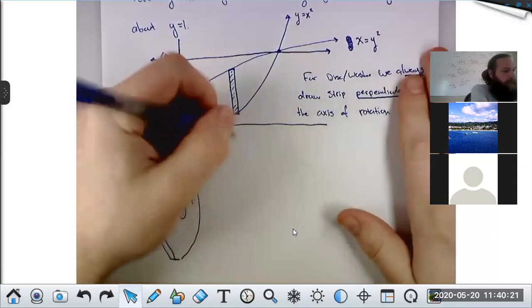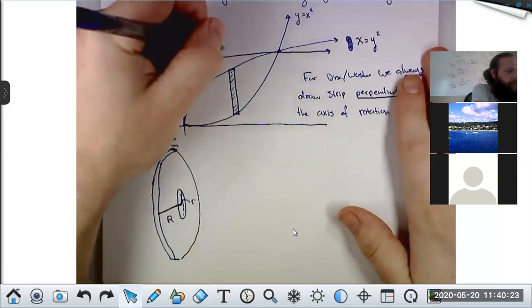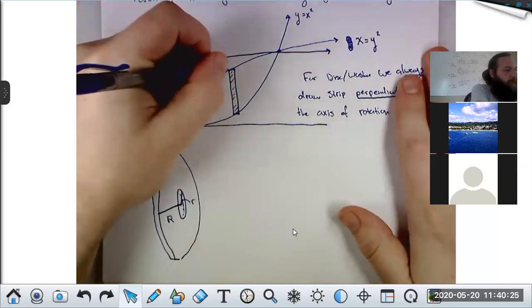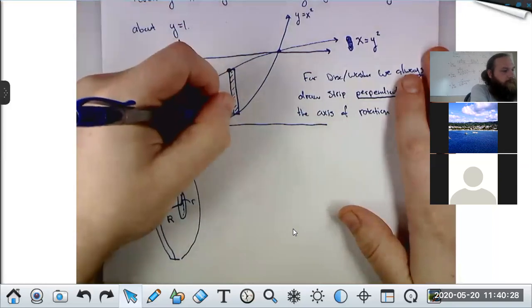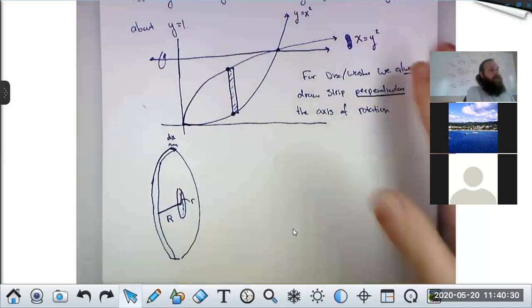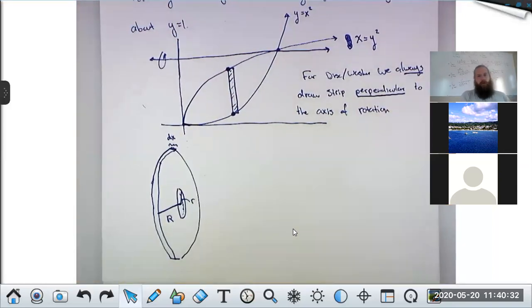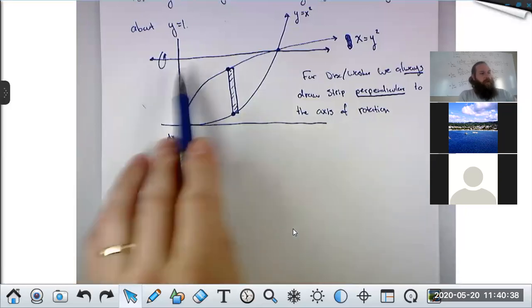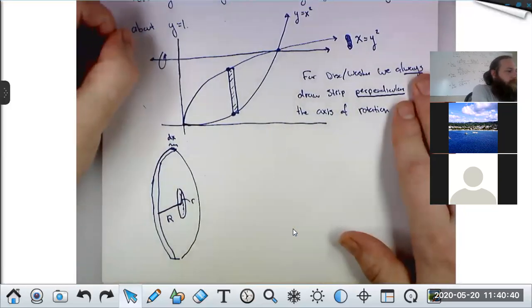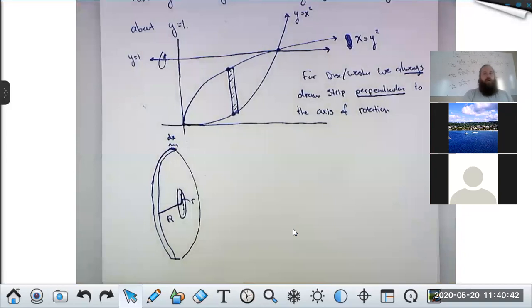Because my strip is a dx thickness strip, that means I'm going to be doing a dx integral, which means I need to write dV in terms of x. Can't have any y's in it. Now, because the axis of rotation here is the line y equals 1, the formulas that you may find online or even in the textbook, unfortunately, will not work. You need to use the characterizations that I gave you in lecture last time.